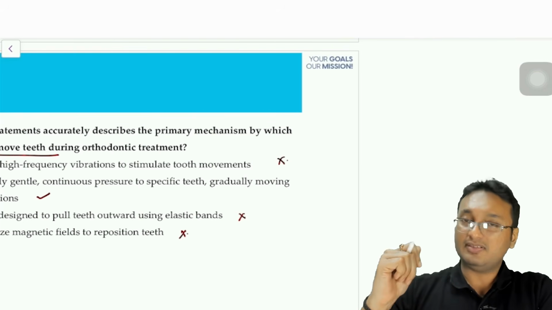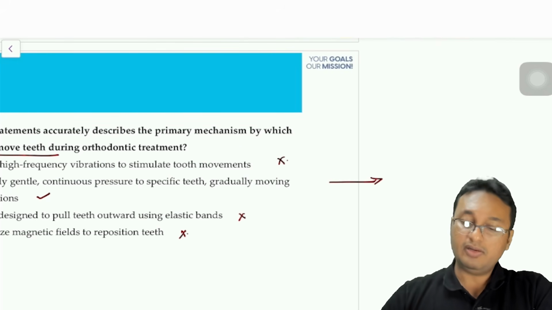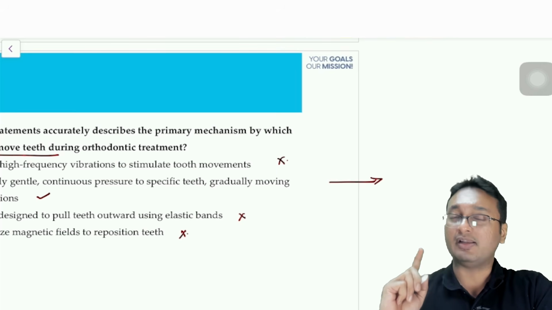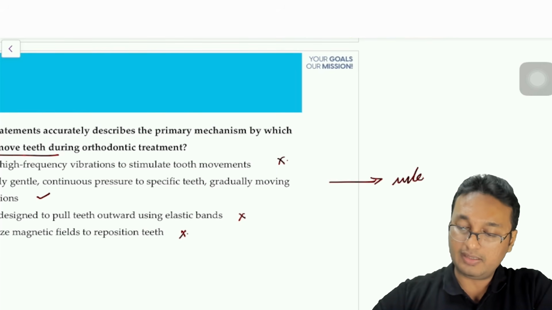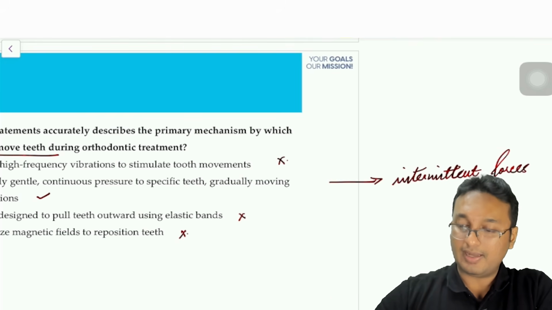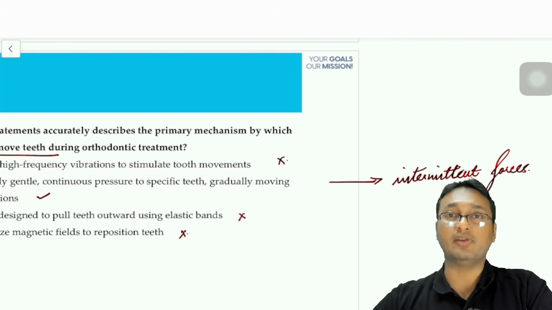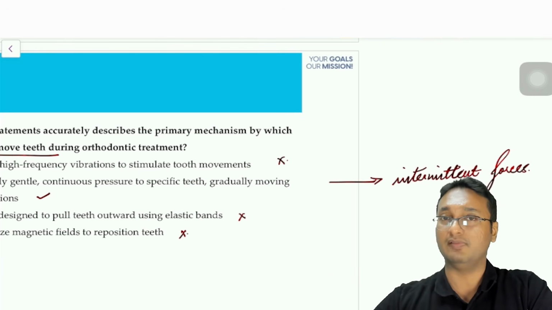And because the aligners are removable appliances, you already know the type of force generated by removable appliances falls under the category of intermittent forces. Please remember this. Aligners fall under the category of intermittent forces, not continuous, not interrupted. It's intermittent because it's a removable appliance. The patient can remove the aligners themselves and put them back themselves.